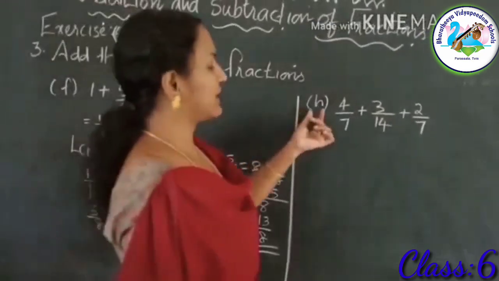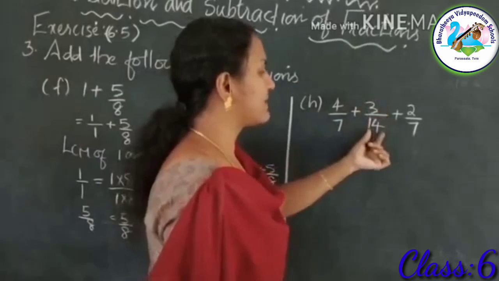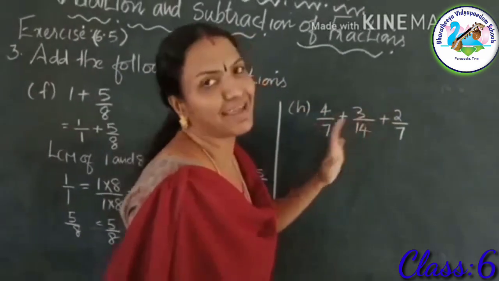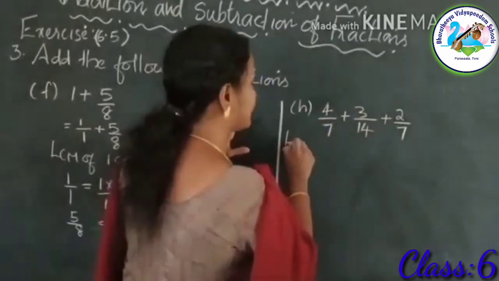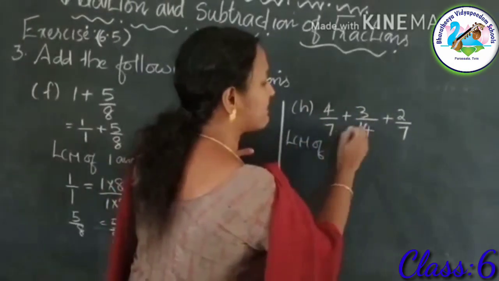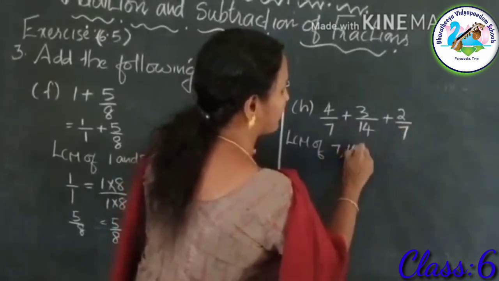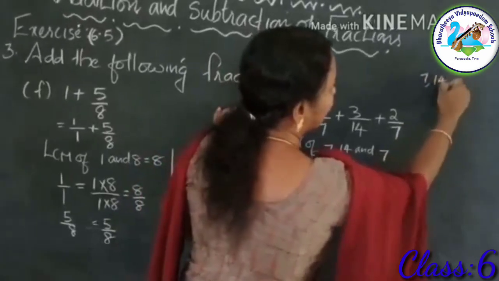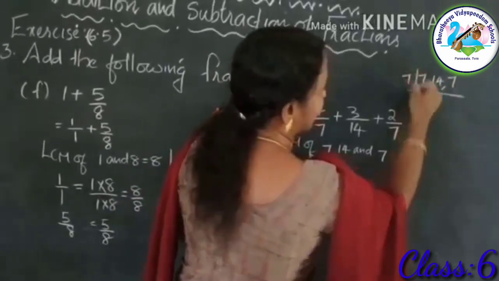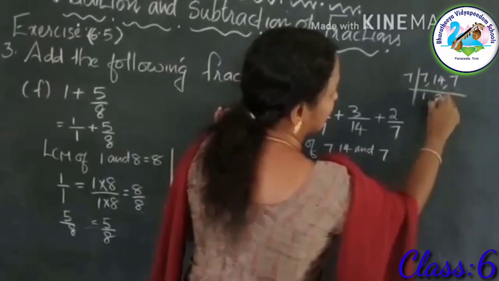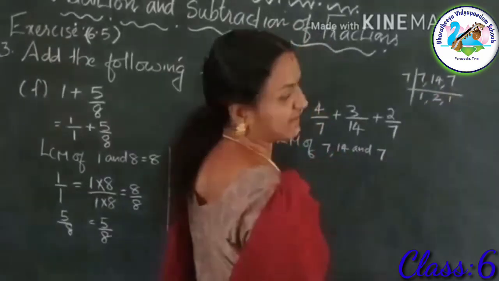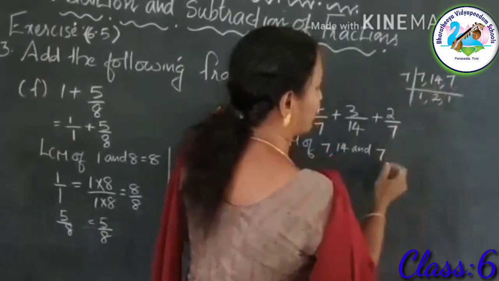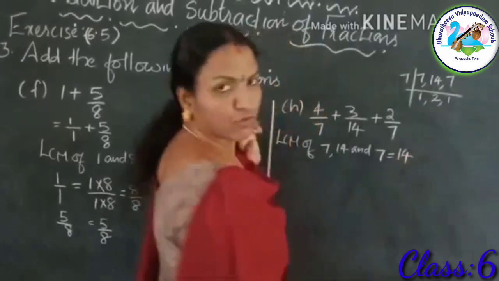Next, option H, 4 by 7, 3 by 14 and 2 by 7. So how to add 3 unlike fractions? First of all, we have to find the LCM of 7, 14 and 7. Start with 7. 1 7 is 7, 2 7s are 14. 1 7 is 7, so multiplying 7 into 1, 7, 7 into 14, 14 into 1, 14. So the LCM is 14.